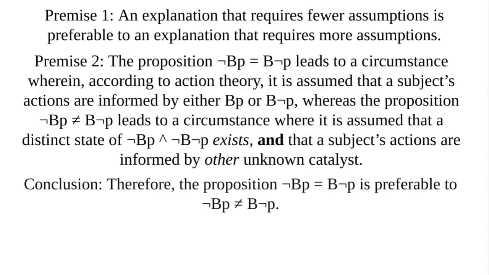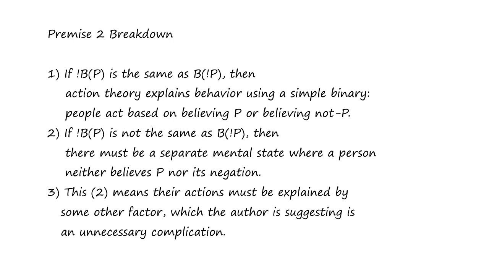Moving on to premise 2, let's try to dissect this verbose premise to bring clarity to the argument. It seems to make three different claims. 1. If not believing P is the same as believing not P, then action theory explains behavior using a simple binary, people act based on believing P or believing not P. 2. However, if not believing P is not the same as believing not P, then there must be a separate mental state where a person neither believes P nor its negation. And 3. This, number 2, means their actions must be explained by some other factor, which the author is suggesting is an unnecessary complication. Some other unknown catalyst is framed as problematic, the implication being that it needlessly complicates explanations, making the first claim preferable to the second.